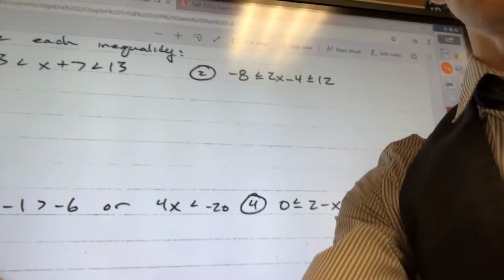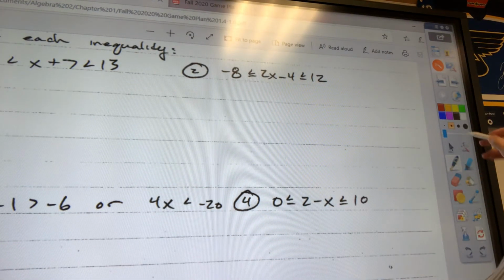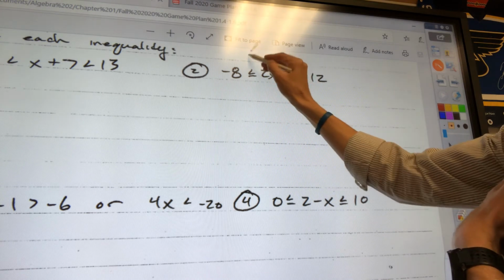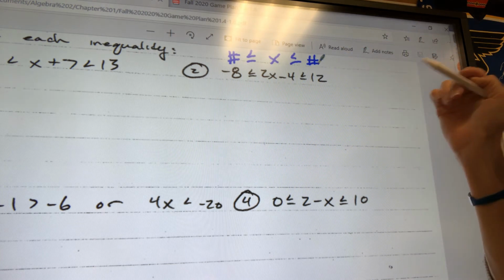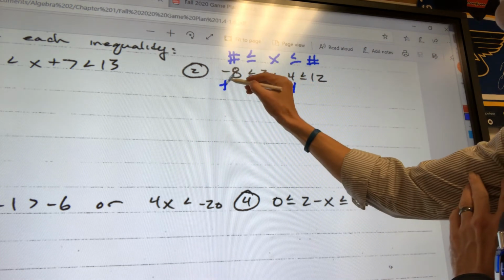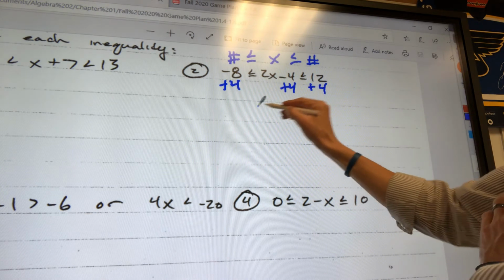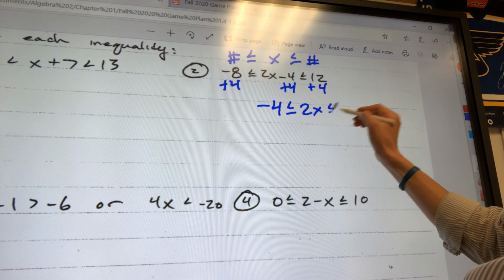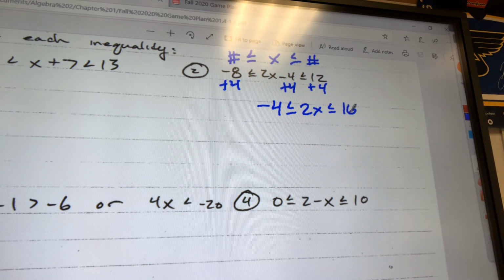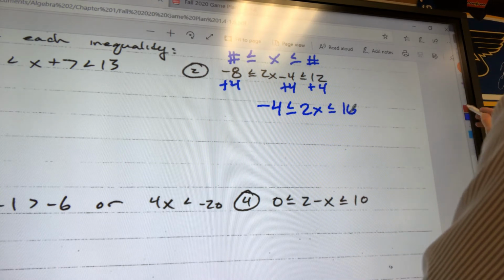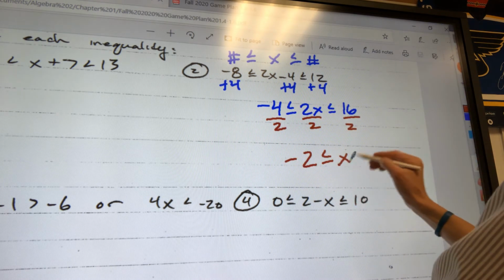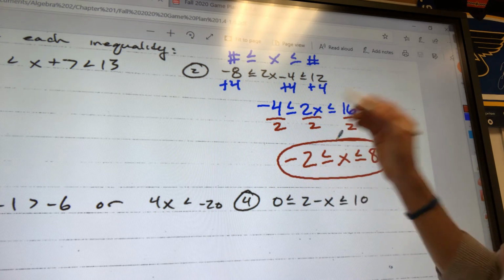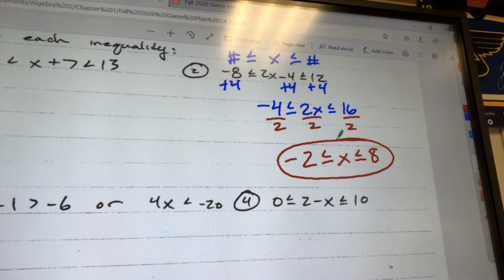Algebra 2. All right. Let's take a look at 2 x's between. So again, my whole goal is to get something like this, some number less than or equal to x, which is less than or equal to some number. Add 4 to both sides. Negative 4 less than or equal to 2x, which is less than or equal to 16. Then I'm just going to divide by 2. Negative 2 less than or equal to x, which is less than or equal to 8. Compound inequality there. You do not need to graph it.